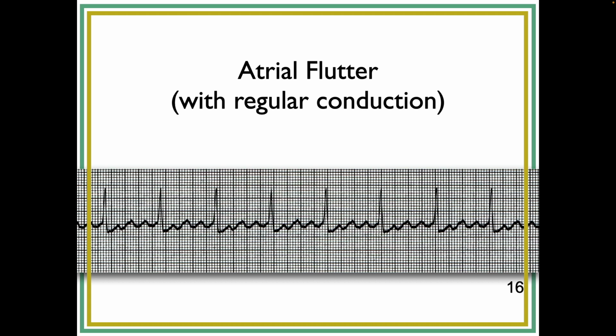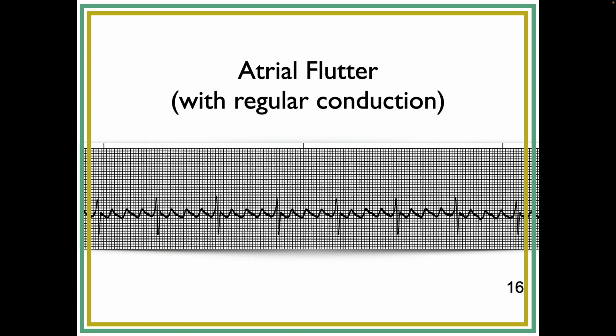So here the flutter waves, and if you look at these, typically they will line up right on the large box lines. 300 beats a minute, right? Okay, right there, see? There. And then typically they will conduct through at a regular rate. If you take your calipers, you'll see this one is pretty regular because it's going through about every fourth time. Okay.